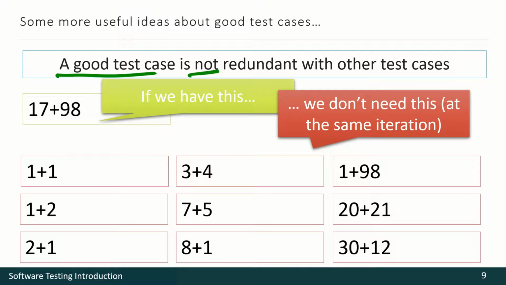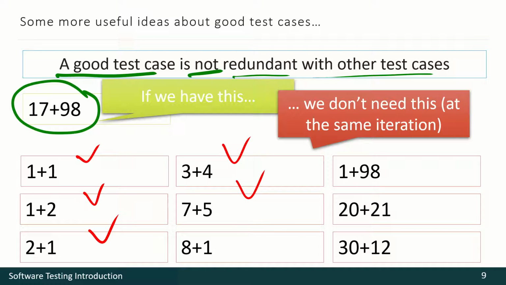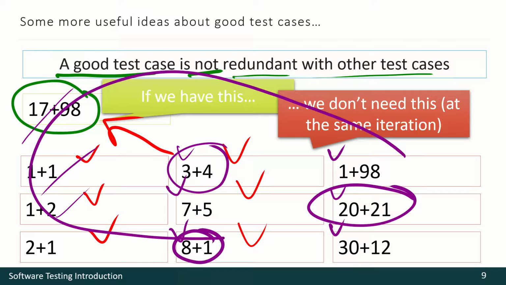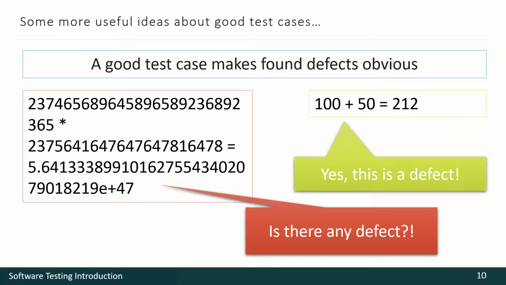A good test case is not redundant with other test cases. Imagine we perform such tests. We really do not need all those to execute right after this one. Of course, such checks are good on their own. And if we pick any one from here, we may even not need this or any of these. The idea is only to pick one, not to select all these tests and execute them at the same time. This idea was already mentioned in the previous videos.